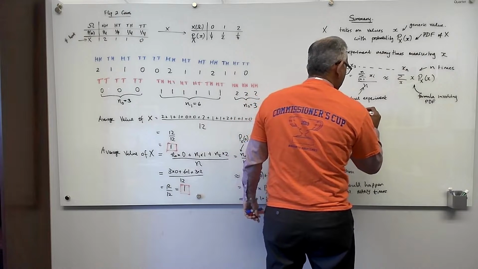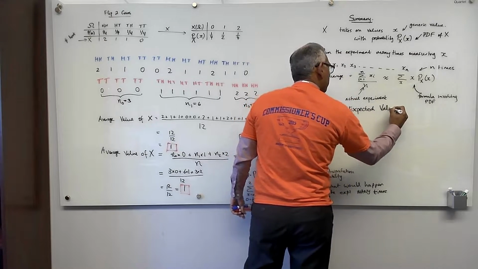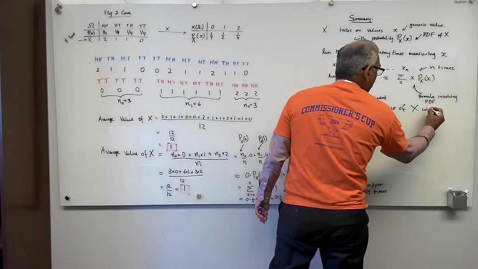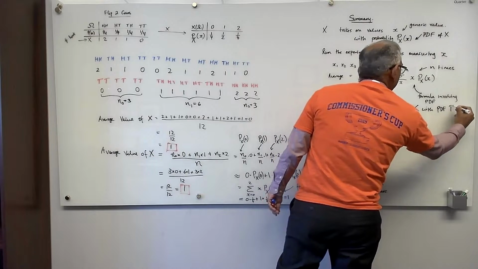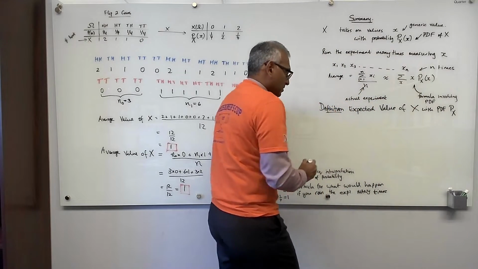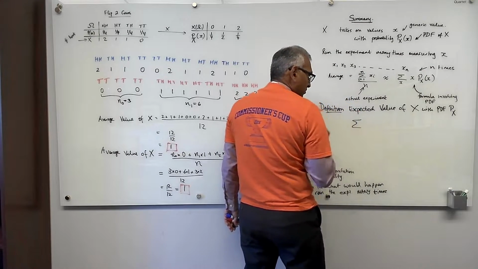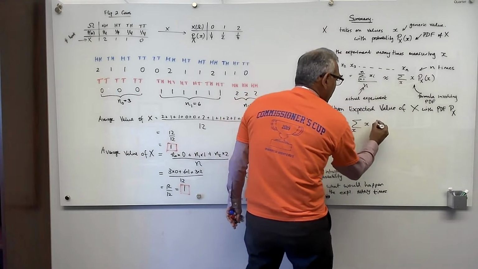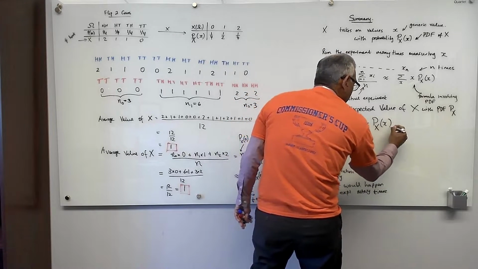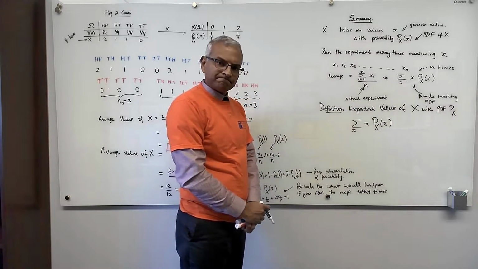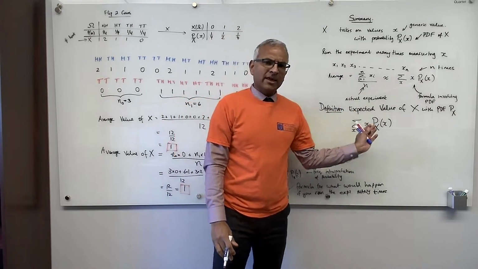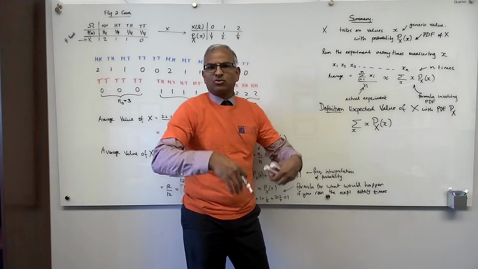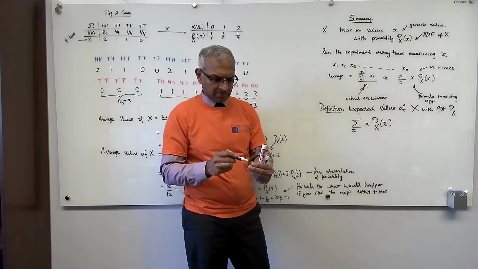Expected value of the random variable X with PDF P sub X is the sum over all the possible values of the value that it could take on times the probability of taking on that value. There are many ways that people refer to this formula. They say it's the expectation, the expected value, the mean, the average.